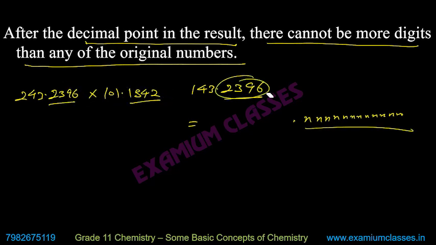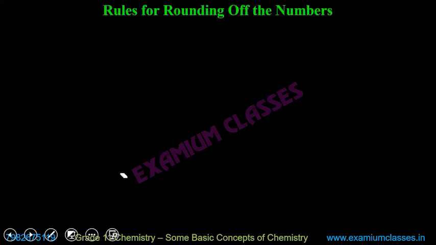But the answer cannot have more digits after the decimal than any original number. So maximum decimal digits are 4. It means your answer can have only 4 decimal digits, not more than that. So you need to round off even in multiplication and division. Although this rule is not written, this will be considered. Easy one, but you need to remember.